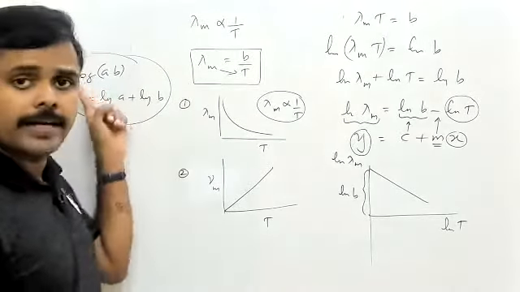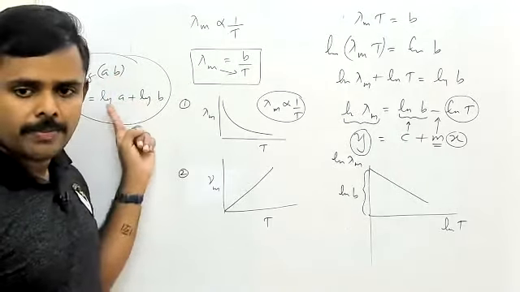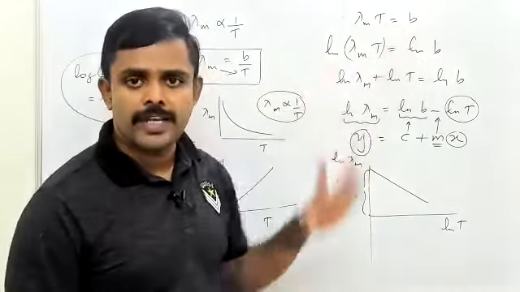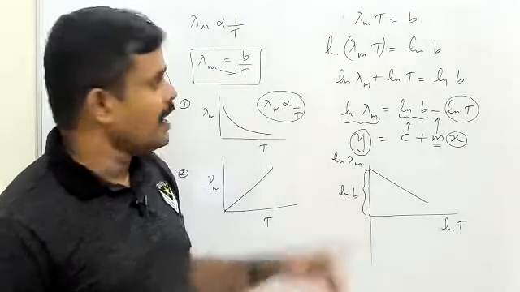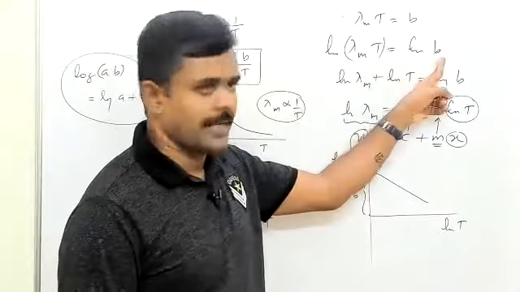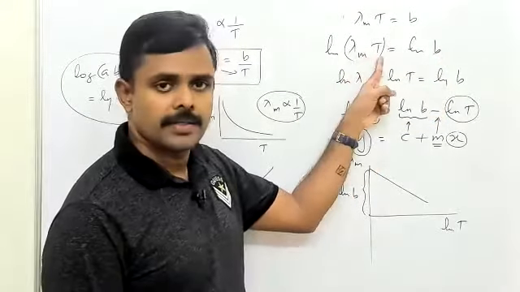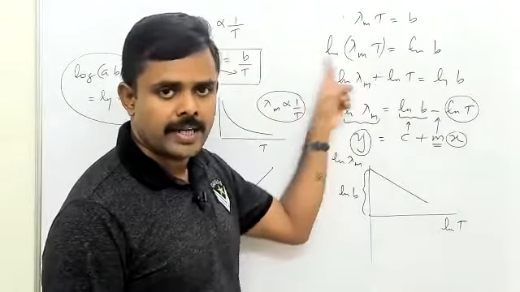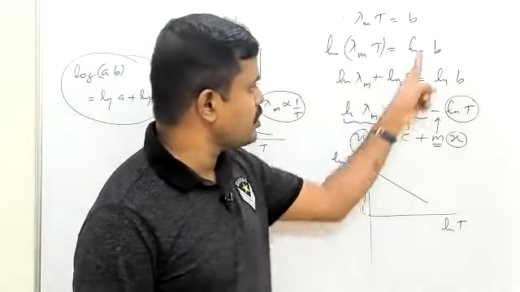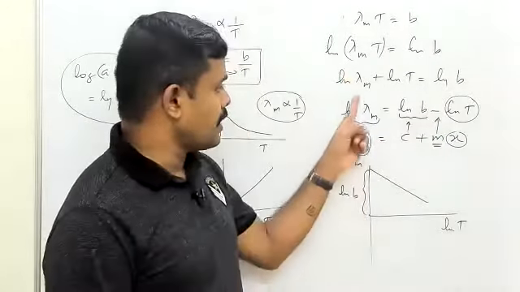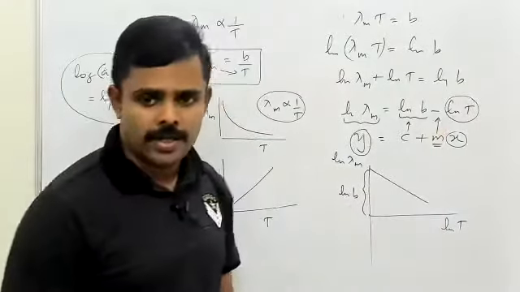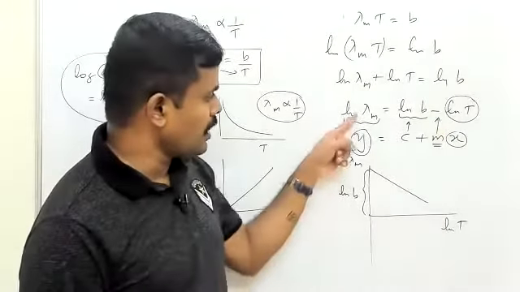I told you logarithm of a into b is logarithm of a plus logarithm of b. So I take lambda m into t is equal to b. This is Wien's law, Wien's displacement law. I take logarithm on either side. ln lambda m t is equal to ln b. This looks like ab, so ln ab is equal to ln a plus ln b. Correct. ln lambda m plus ln t is equal to ln b. Then log lambda m is equal to, this goes to the right side, log b minus log t.